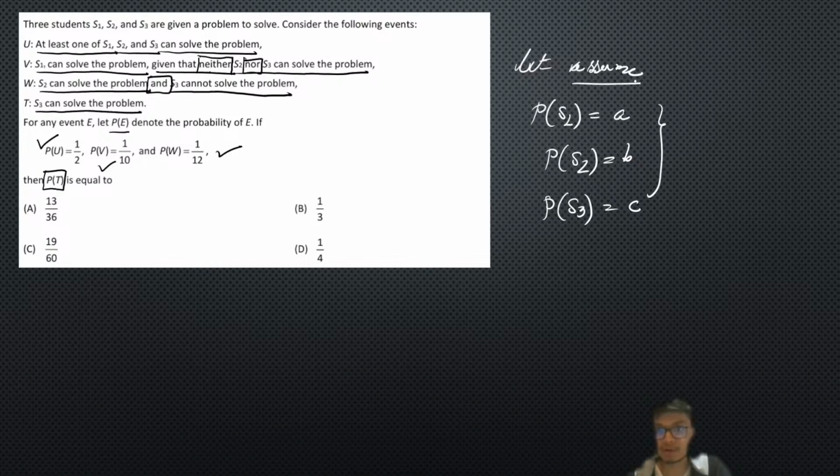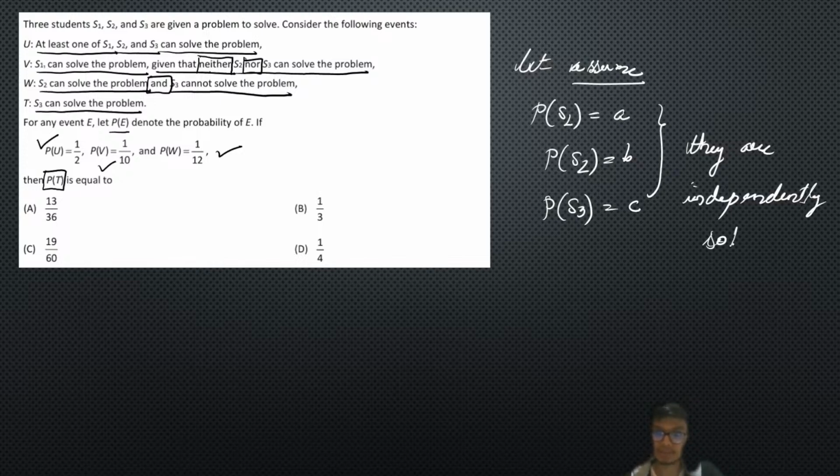These are the three probabilities that I am assuming in the beginning. It is not mentioned explicitly, but I would suggest that the three students are given a problem, and I'm assuming that they are independently solving these problems. Please make a note of this, that they are independently solving this. So that's how we start with the assumption.